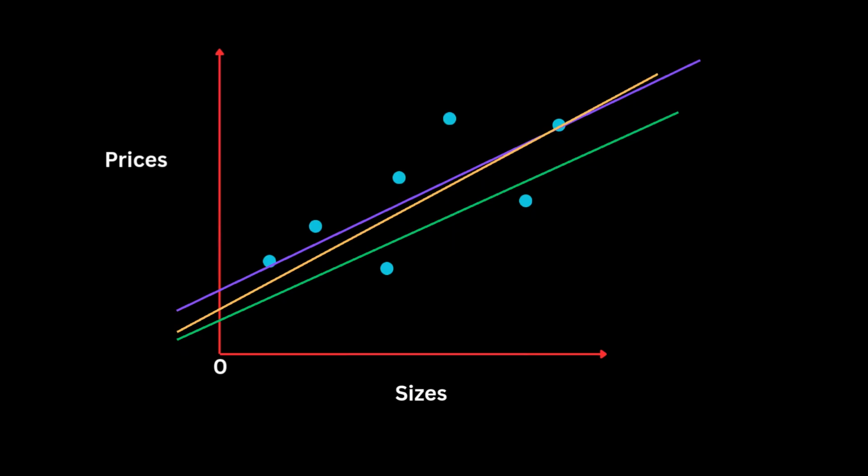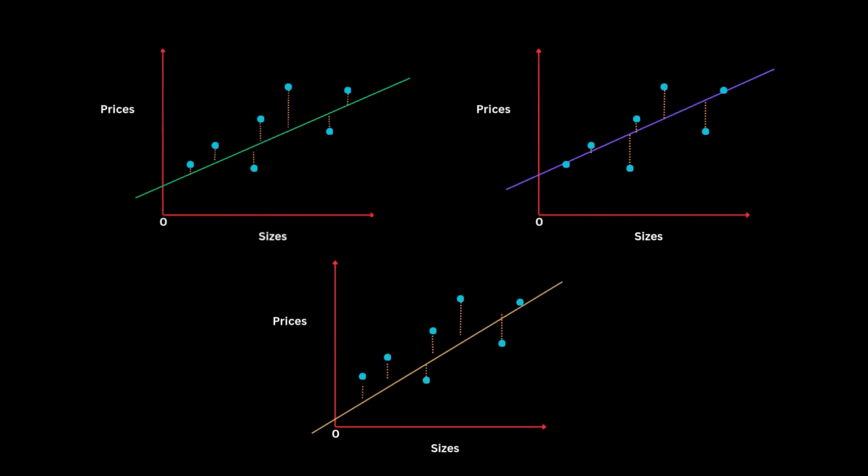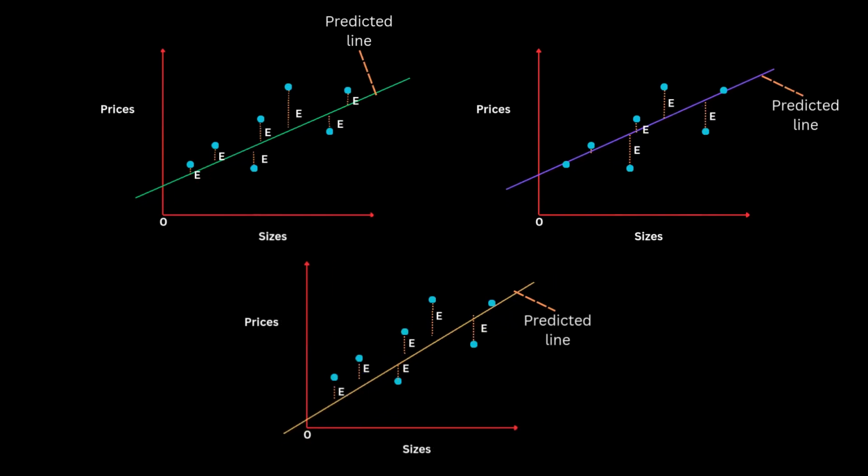To answer that, we need two things. First, a way to measure how far the line is from the data points. And second, a way to compare different lines and decide which one is better. That's where the real math begins. Next, we learn how to measure error one point at a time. And once we can measure error, we can finally teach the model how to improve.